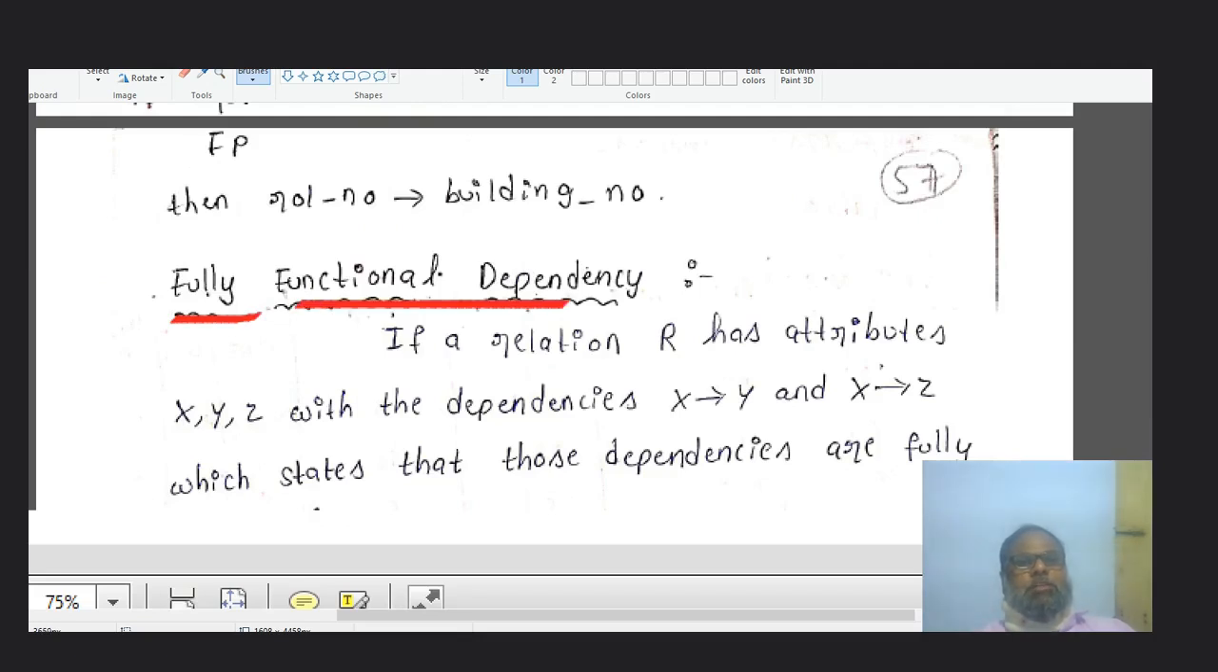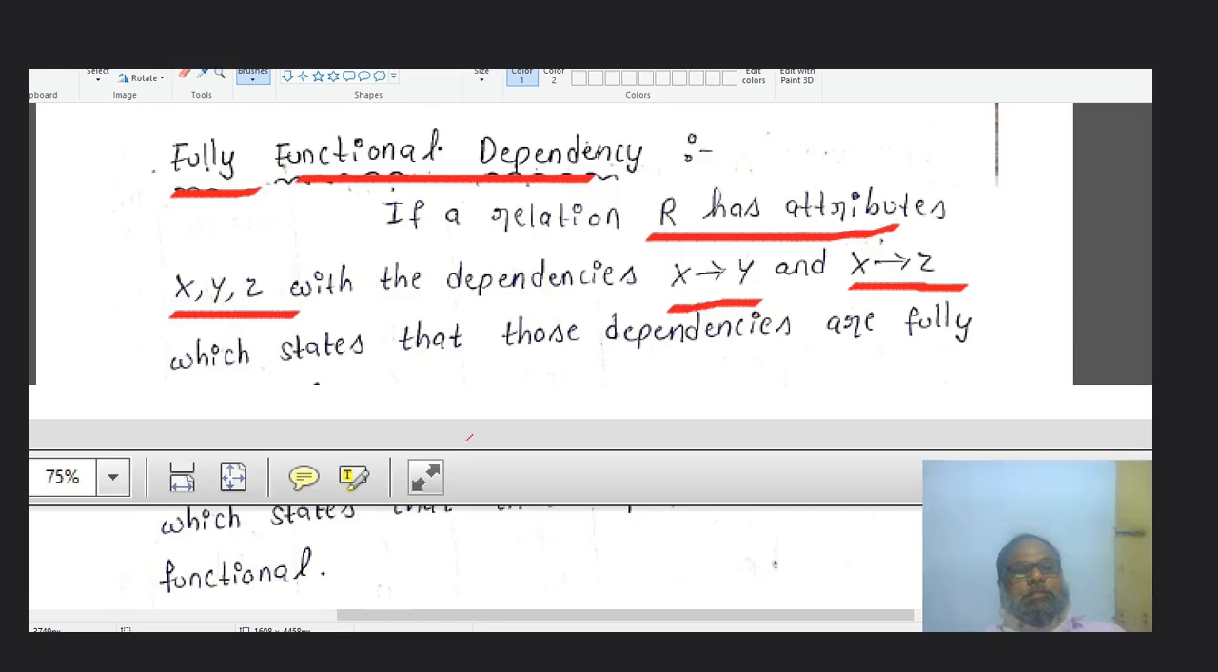Fully functional dependency is where a relation has three attributes X, Y, Z, with the dependencies X arrow Y and X arrow Z, which states that those dependencies are fully functional dependencies.